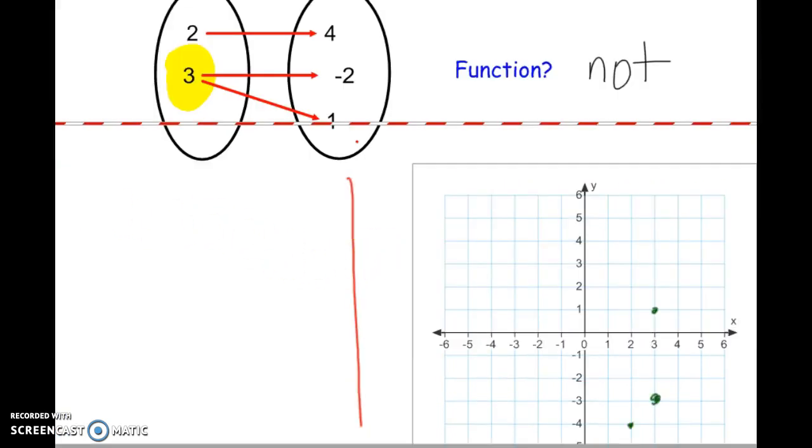Okay, there we go. When you drag that imaginary line across, if it crosses a function or a point in more than one spot, you can see that here, that vertical line is crossing (3, 1) and (3, -2). So it crosses 2 points at the same time. So that's why this is not a function up here.